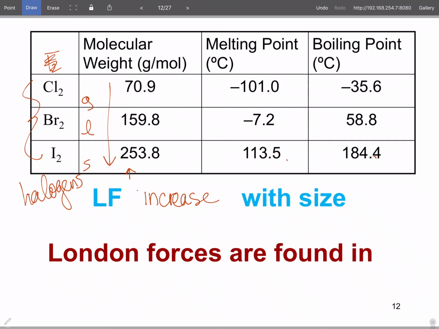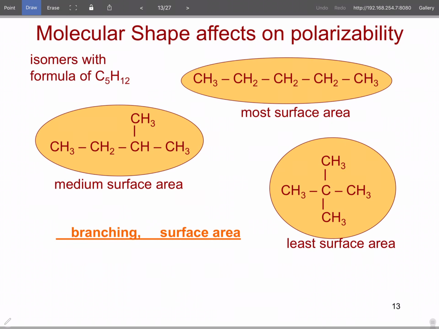All right, and the other thing to remember is all molecules, not ionic compounds, but all molecules. And remember, it's intermolecular forces. All molecules will have London forces. They may not have anything else, but they'll have London forces. So we're back to the molecular shape affecting the polarizability.